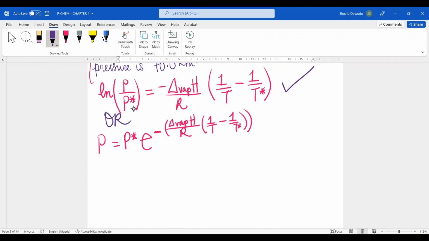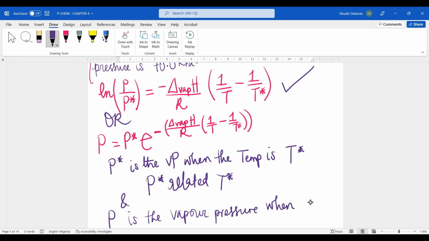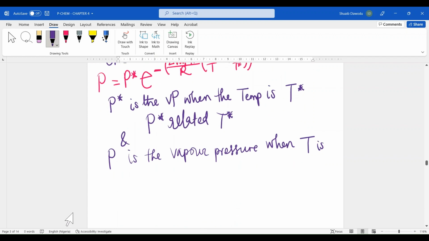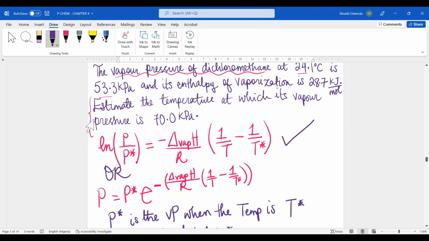I wanted to mention something before we start. You see, we have P and then we have P star. You see, we have T and then we have T star. What this is saying, very important for you to note, is that P star is the vapor pressure when the temperature is T star. And P in the formula is also the vapor pressure when T is the temperature. So T is related to P, or P is related to T, whatever you want to say. This is basically the Clausius-Clapeyron method.